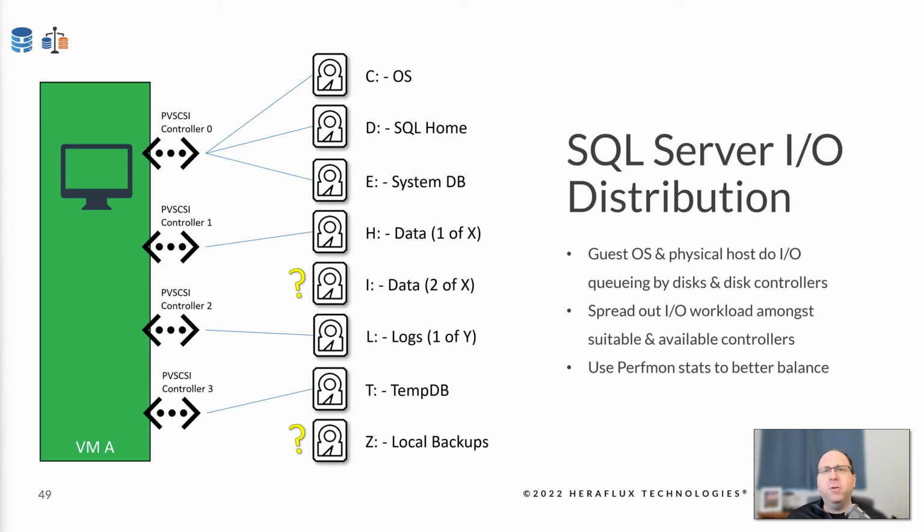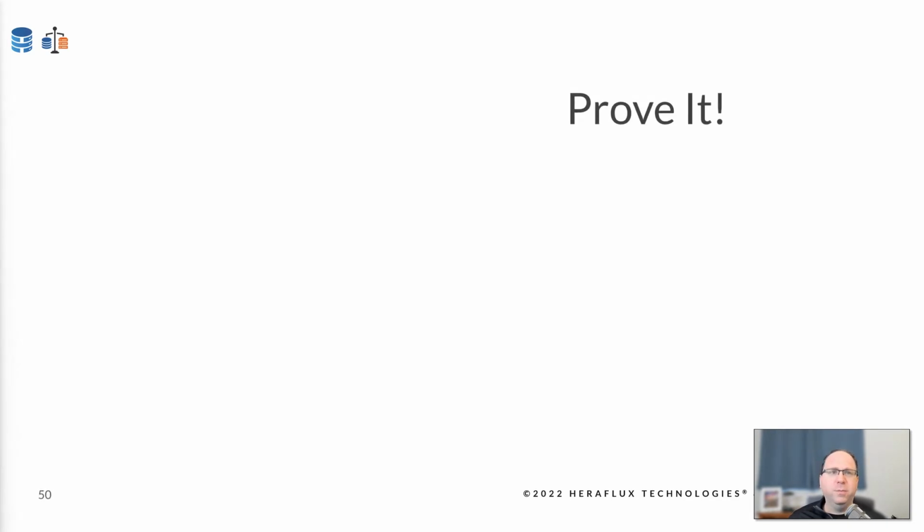Use Windows Perfmon or any third-party telemetry measuring tool that you've got in order to figure out how to balance these individual drives across the controllers that you have available to you. Now, a lot of people out there are like, I don't know what to do. Well, it's a hard situation, but there are things you can do about this.